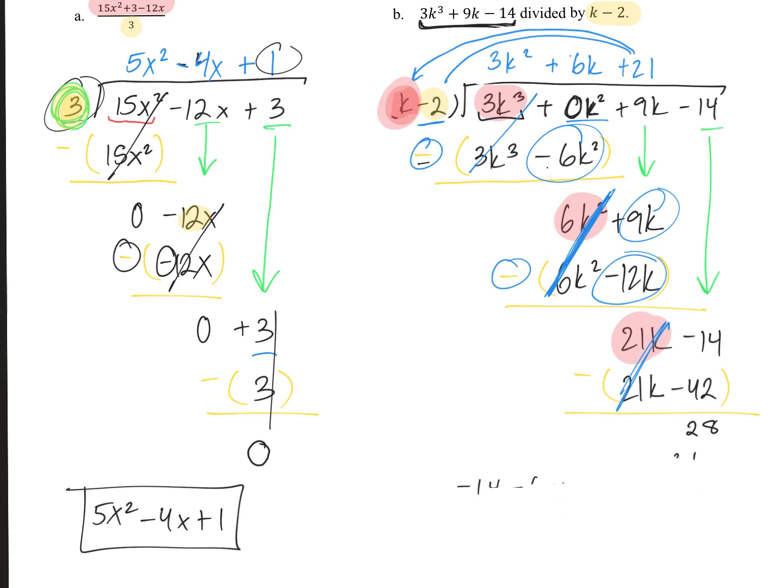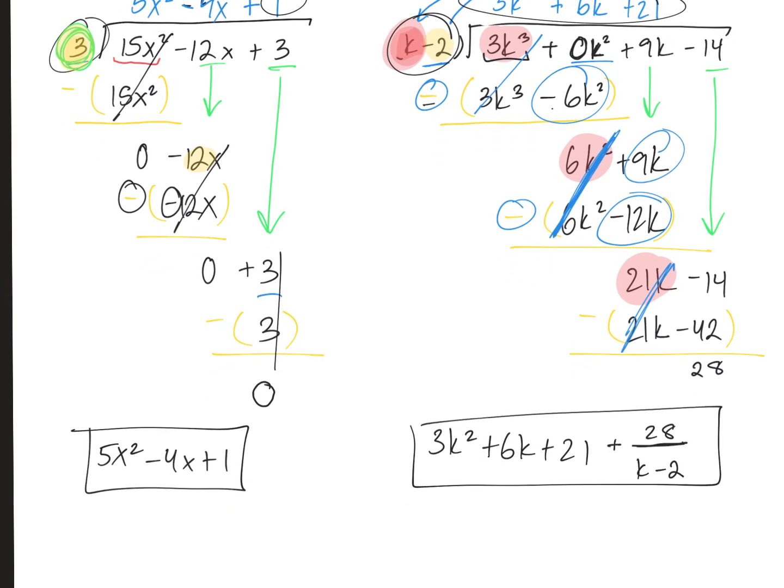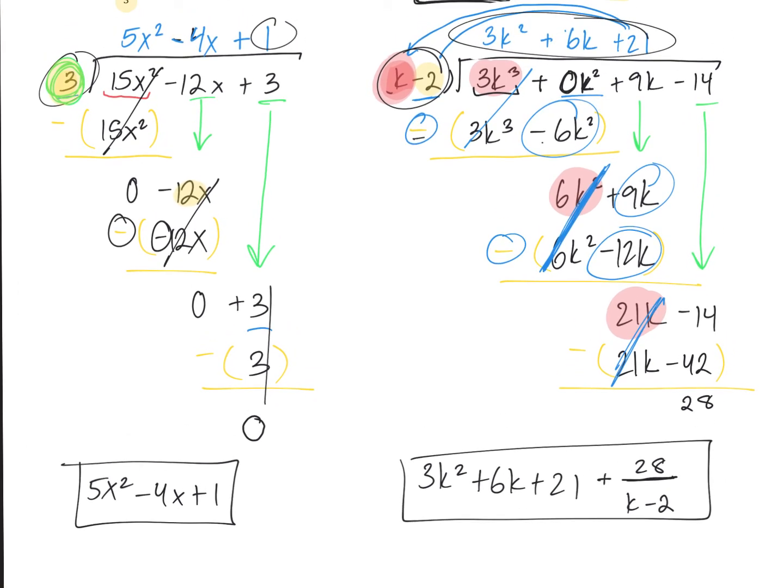Okay, so for my final answer, what do we do with the remainder? Well, we're going to go ahead and write down the quotient we have right up on the top, the 3k squared plus 6k plus 21. Sorry, waiting for my pen. Okay, there we go. So we'll write that down, but then we have that remainder. So what do we do with the remainder? We'll go ahead and do plus. We'll write our remainder, 28, and then divide it by our divisor, which is k minus 2. And that's what we do with the remainders. All right, and that is it for the division of polynomials doing the longhand.